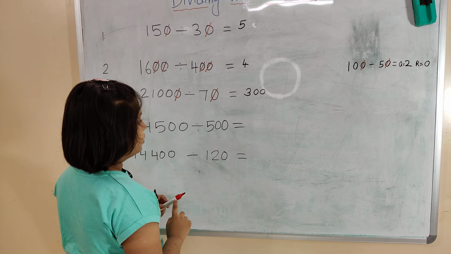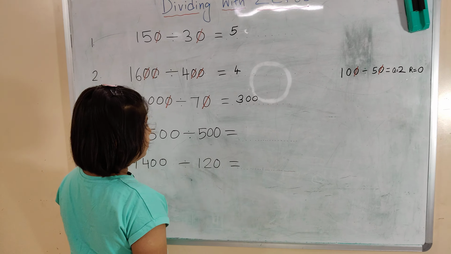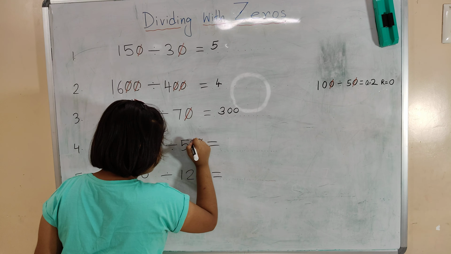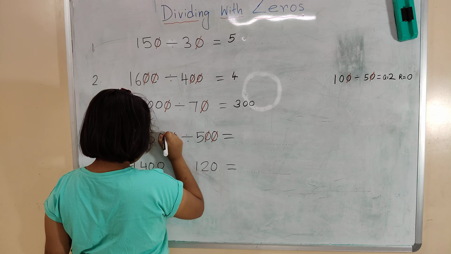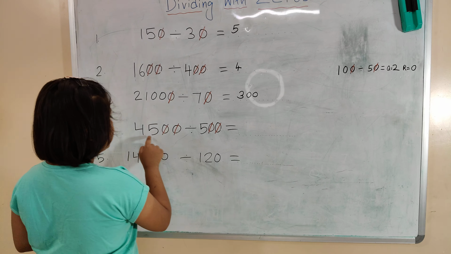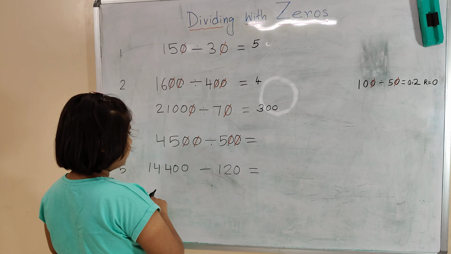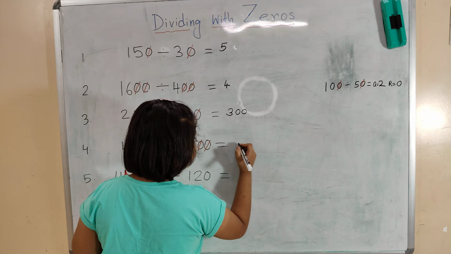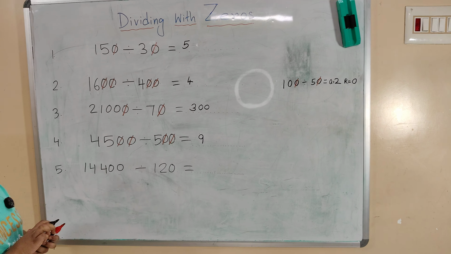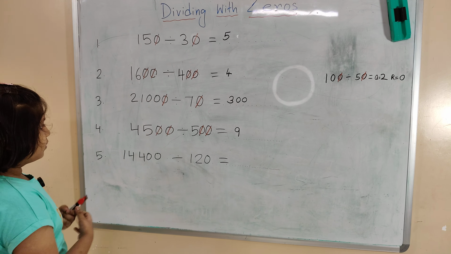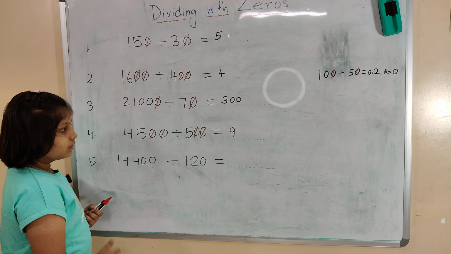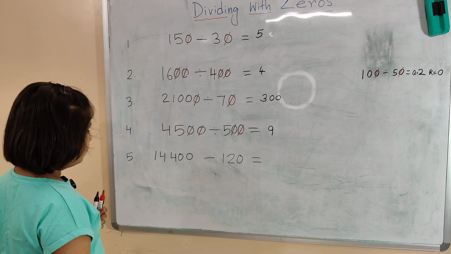4,500 divided by 500. Cancel 2 zeros. 45 divided by 5. 5 nines are 45. So read the question with the answer. 4,500 divided by 500 is equal to 9. Very good. Now the last one. What is the last question?